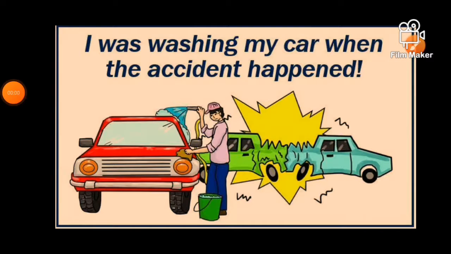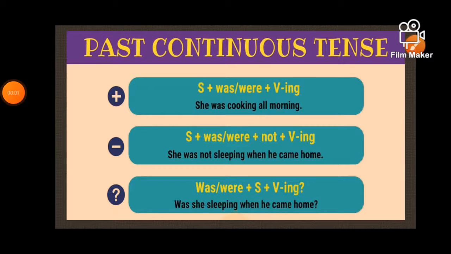For example, I was washing my car when the accident happened. It means two actions occurred in the past time, at the same time. When I was washing, I saw an accident. It means the accident occurred, happened, took place. So two actions, the action of washing and the action of the accident happening, occurred at the same time in the past.